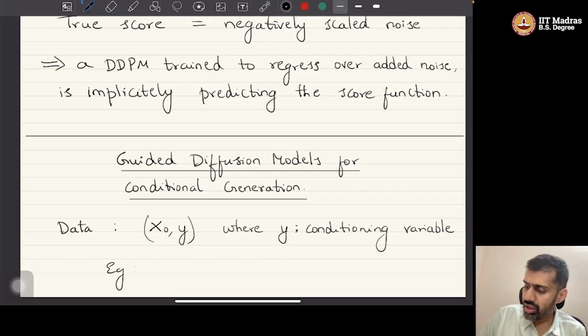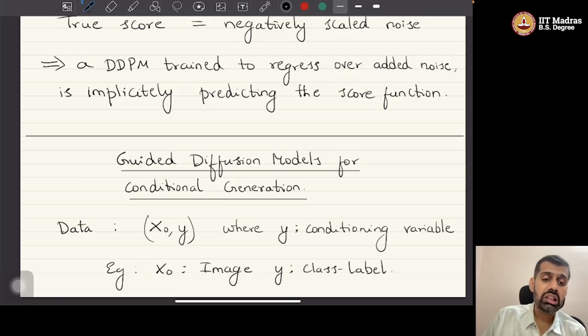Example can be x0 is, let's say, an image. So we are building diffusion models for images. Let's say y can be a class label, a discrete class label, where let's say that you have a dataset that has hundreds of classes. So what you need to do is you want to generate an image of a cat or a dog or a house or whatever, right? Which is denoted by variable y, or this y can be some text embedding.